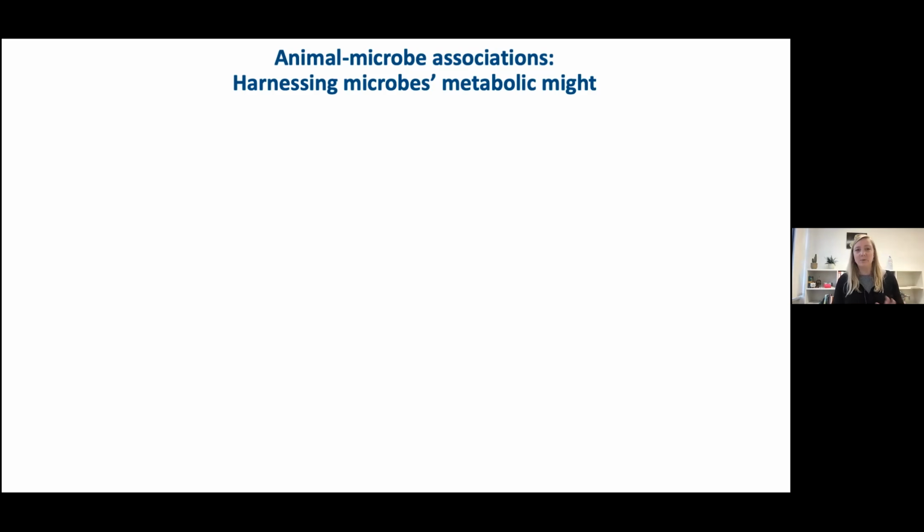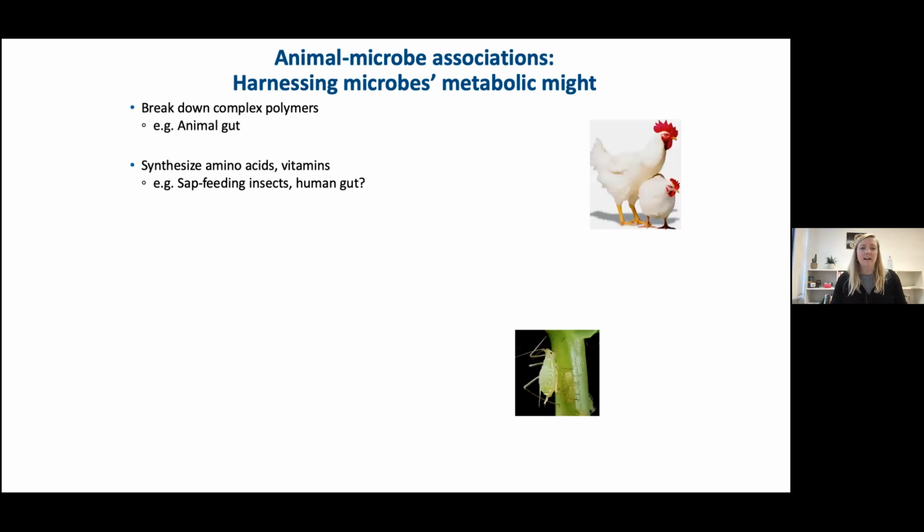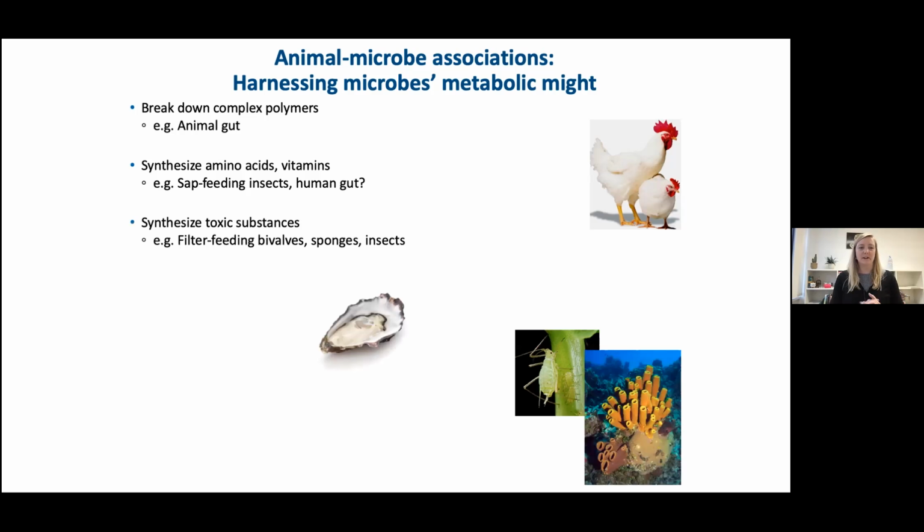There is barely an animal or plant alive today that does not rely on microbes for some kind of beneficial function. So to start off with, they can break down complex polymers. This happens every day in our own guts and in the guts of all animals that have guts. They can synthesize things that are missing from an animal's diet. So an example of this would be sap-feeding insects that synthesize amino acids when the insect doesn't get these from the plant diet. This may also happen in our guts with the synthesis of vitamins by gut bacteria.